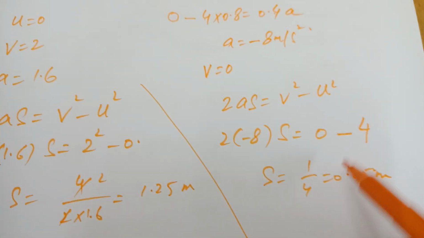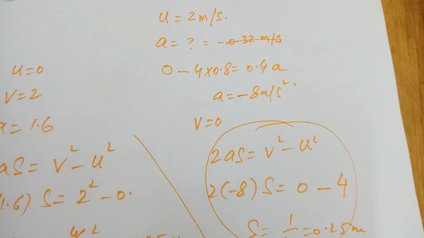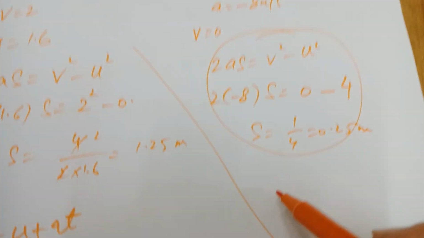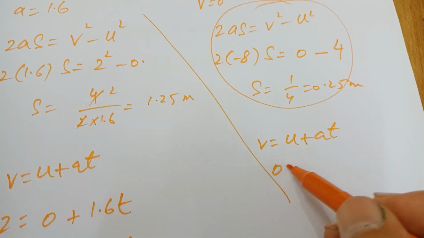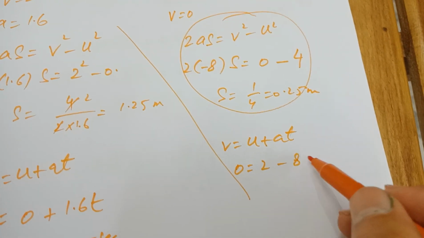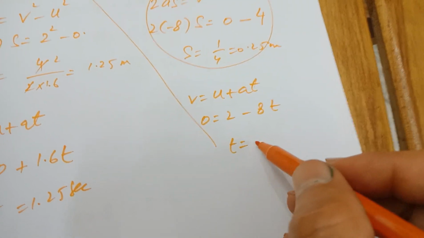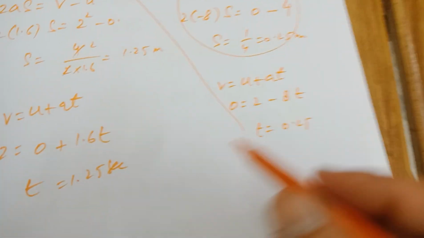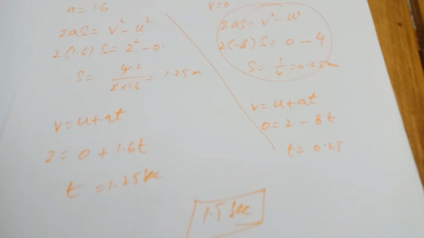And then again, for the second part, we have the initial speed and the final speed with the acceleration. So again, v is equal to u plus at. Final speed is 0, initial speed is 2, acceleration is minus 8, and the time has to be calculated. So you have the time as 0.25. So the total time taken is going to be 1.5 seconds for Q to reach its highest position.